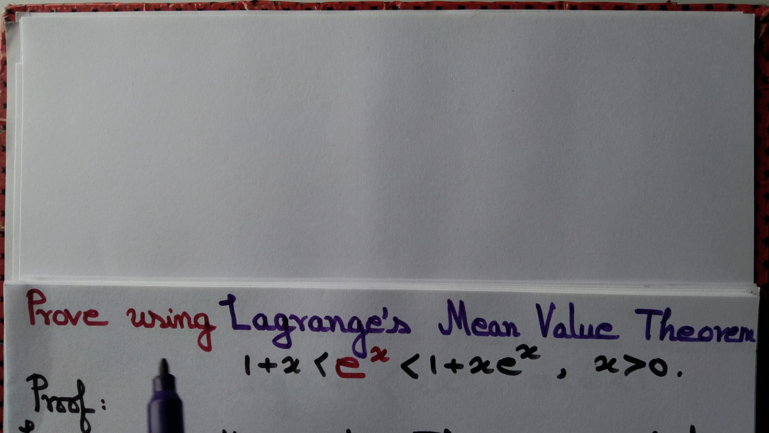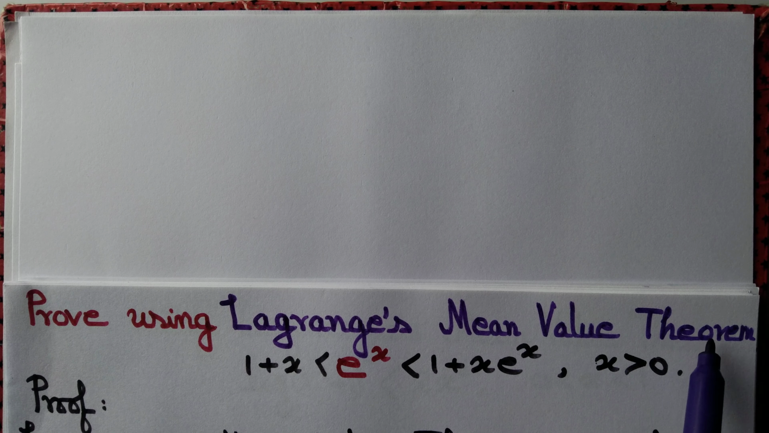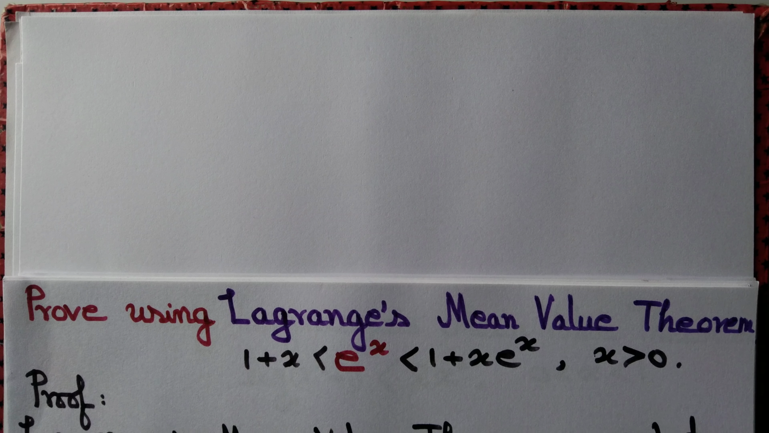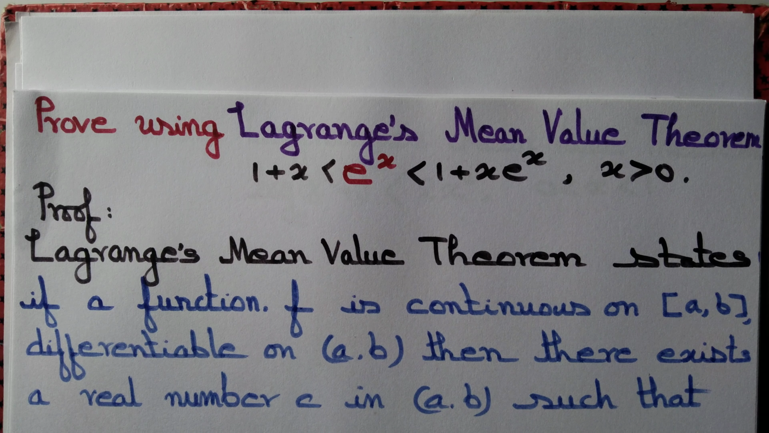Let's prove using Lagrange mean value theorem that e to the power x lies between 1 plus x and 1 plus x times e to the power x for every real number x greater than 0. Let's state Lagrange mean value theorem.